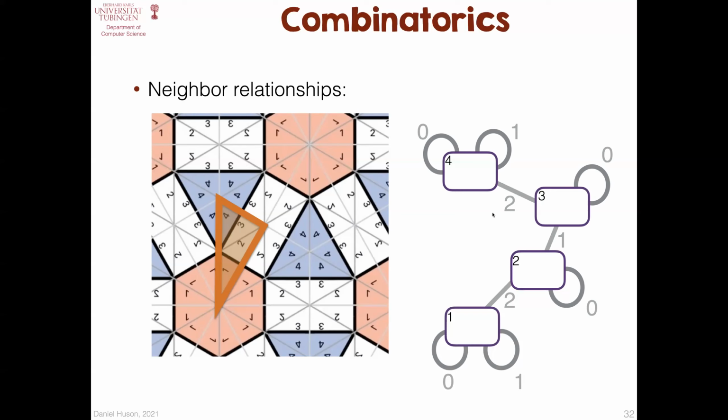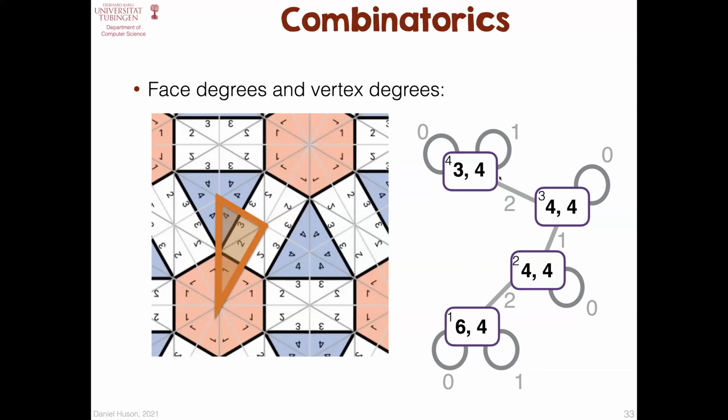So this is most of what we need. We need one more set of invariants. We need to record for each equivalence class of triangles the face degrees and the vertex degrees of the tiling that contains those triangles. So class 1 is contained in a hexagon. That's why there's a 6 here, and the adjacent vertex has degree 4. Triangles of class 2 and 3 are both contained in a tile with 4 edges and also adjacent to a vertex of degree 4.